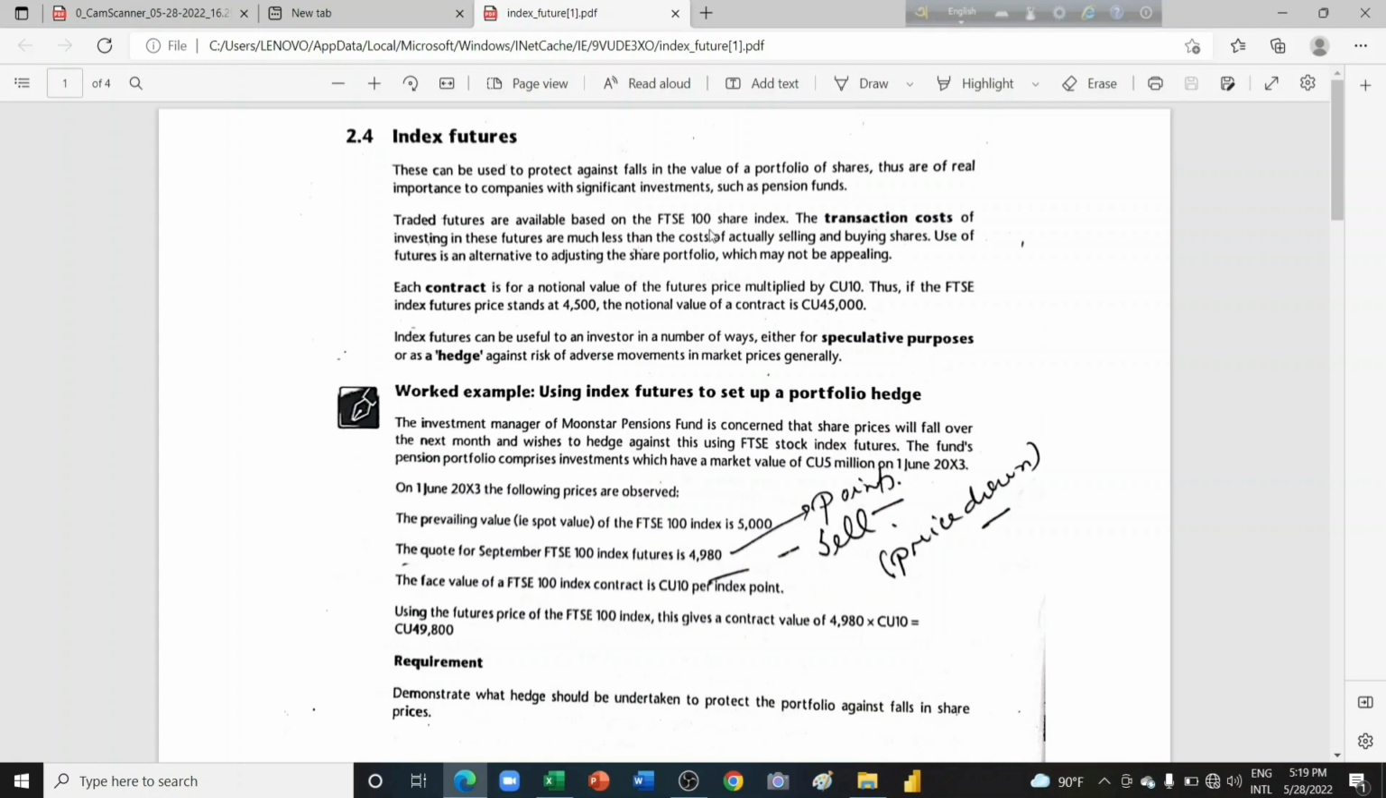So what we have learned so far, we have learned that index futures are used to hedge against the risk of my share prices falling. So if there is a market fall, I can be saved from that if I have invested in index futures. Now, how does that work? We are going to learn from the next worked example.